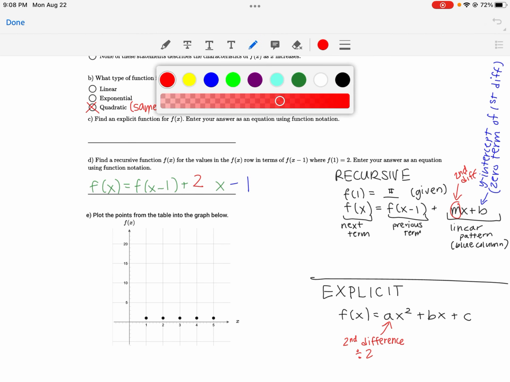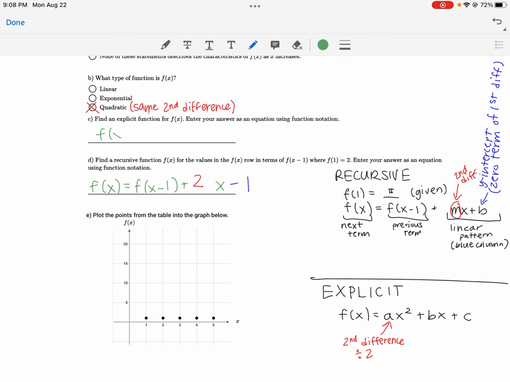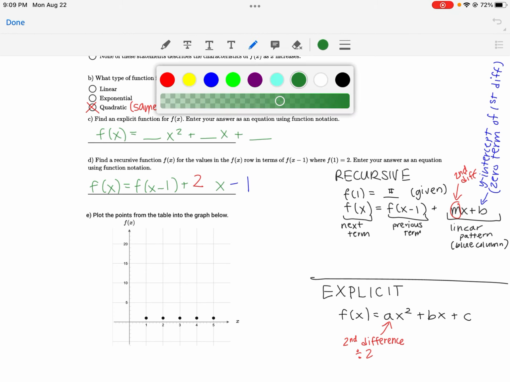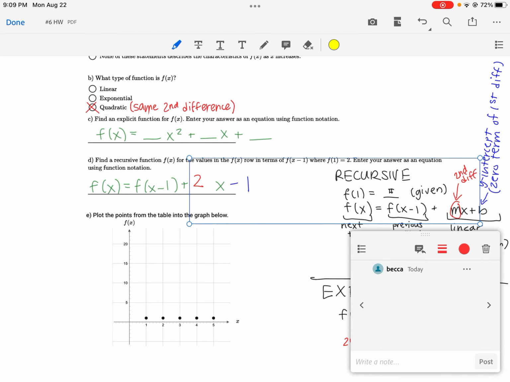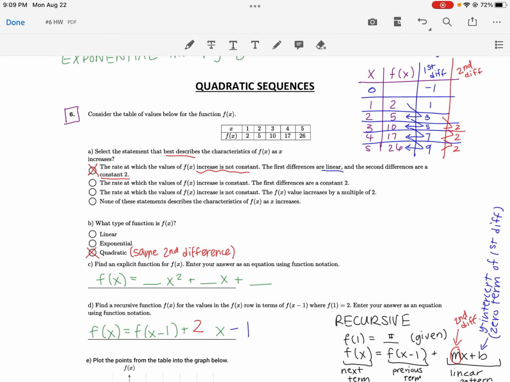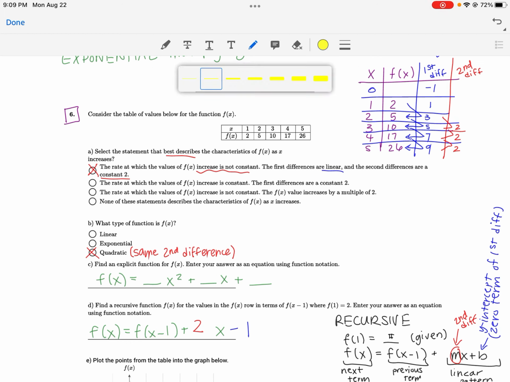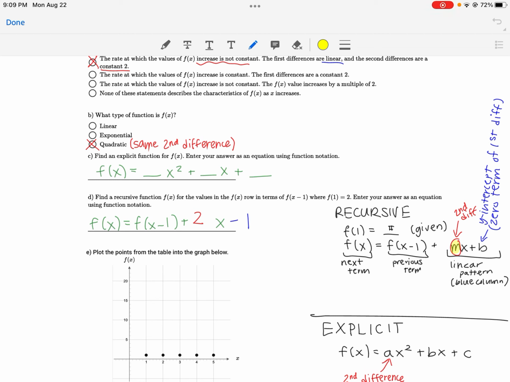All right, maybe I should start writing this up here. So our equation will be f of x equals something x squared plus maybe something x plus something for the c. So you're replacing, I guess this is a good thing to point out too. Let me highlight it for you. You're only replacing, in this case, the m and the b. In the explicit one, you're going to replace the a, the b, and the c. I'll talk about that some more.